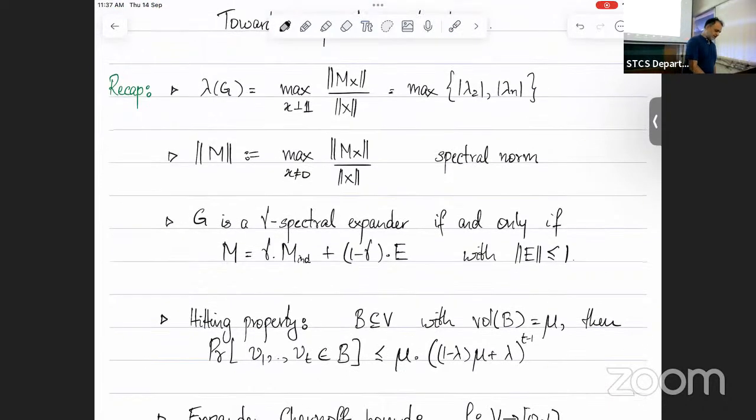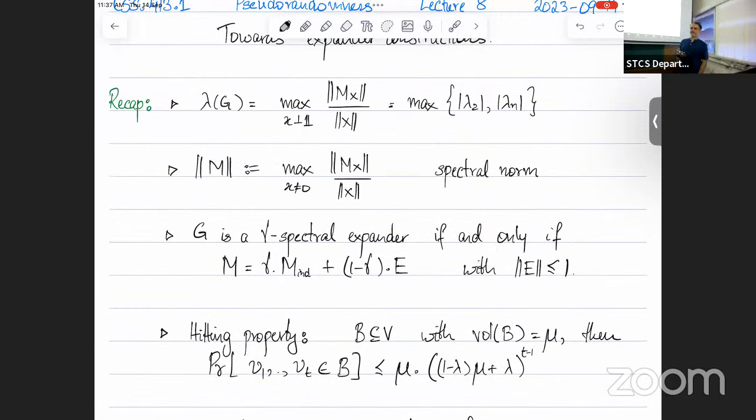And we saw an application of this to prove the hitting property of expanders, which was that, if you have a set of vertices B, which you're going to think of as some bad set, and let's say the volume of this bad set is mu, and again, this volume must be defined appropriately. If you're working in a d-regular graph, then this is just the fractional size of B. But if you're working in a different graph, then it's the size when you sample according to the stationary distribution. Okay, but from now on, we'll mostly be dealing with d-regular graphs, so it might just be convenient to think of that.